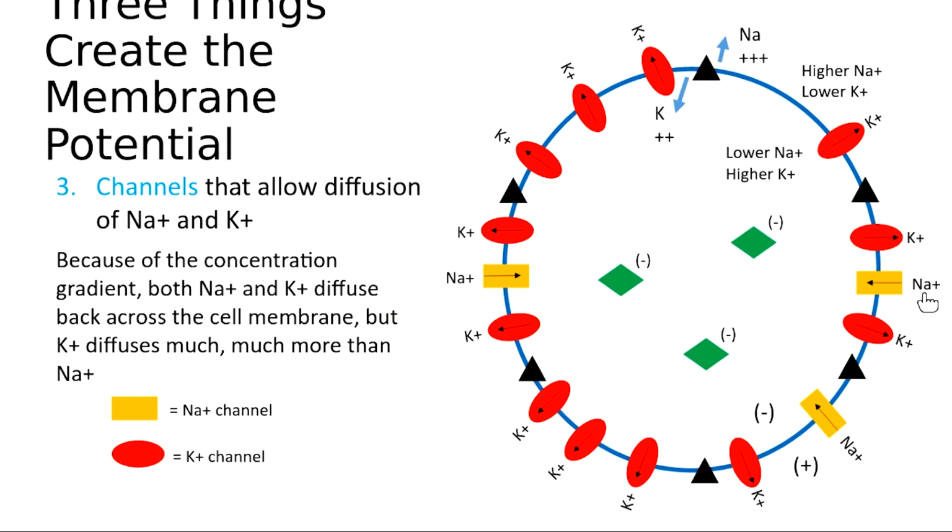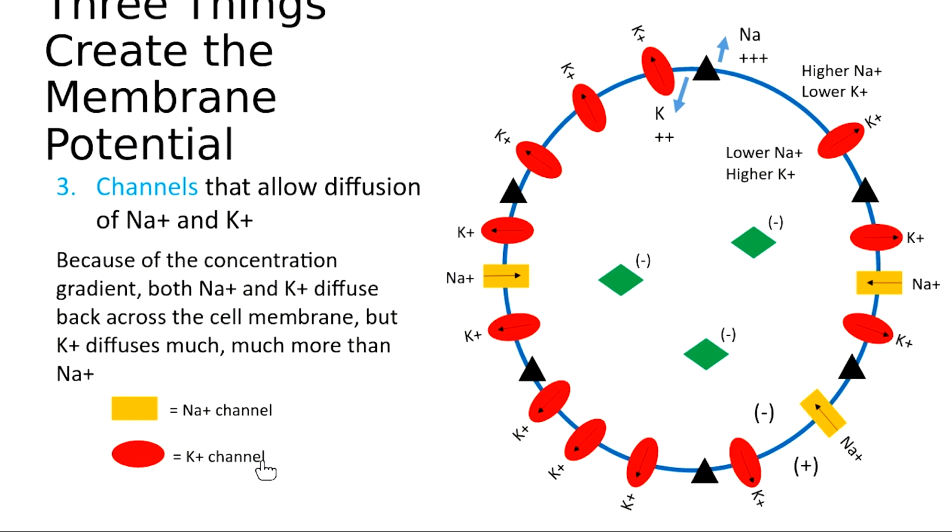And you may remember that anytime that something's diffusing, it's moving from a higher concentration to a lower concentration. So I've got this arrow that's indicating that because we've got a higher concentration of sodium outside the cell, which was set up by the sodium-potassium pumps, sodium is only able to diffuse from outside to inside. And you can see we've got a few of these sodium channels that are allowing sodium to leak back into the cell, or diffuse back into the cell.